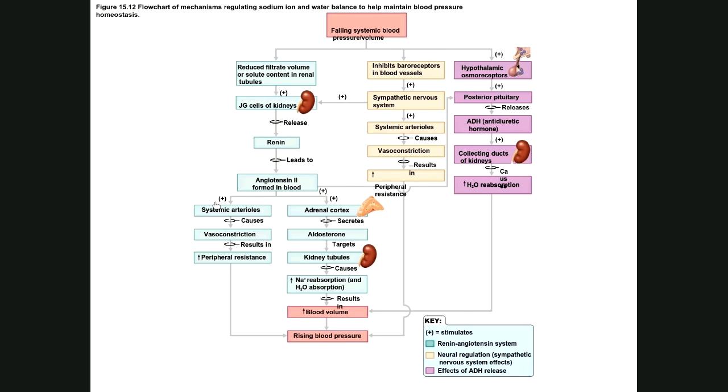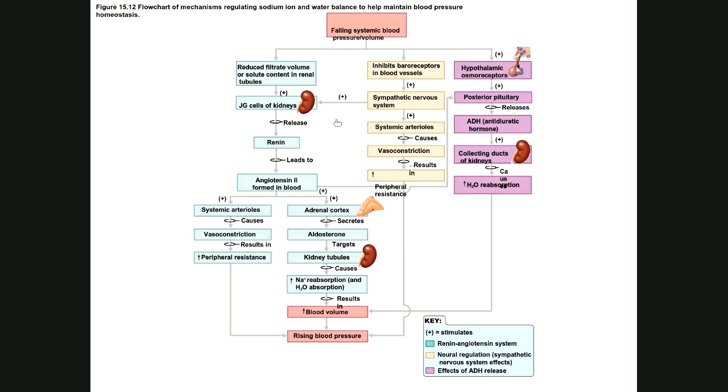At the same time, the angiotensin 2 stimulates the adrenal cortex, as we mentioned, releasing aldosterone that will help in the reabsorption of sodium with water in the distal convoluted tubule. That will increase the blood volume, and again, it will increase the blood pressure. So this is one of the mechanisms which controls the blood pressure.